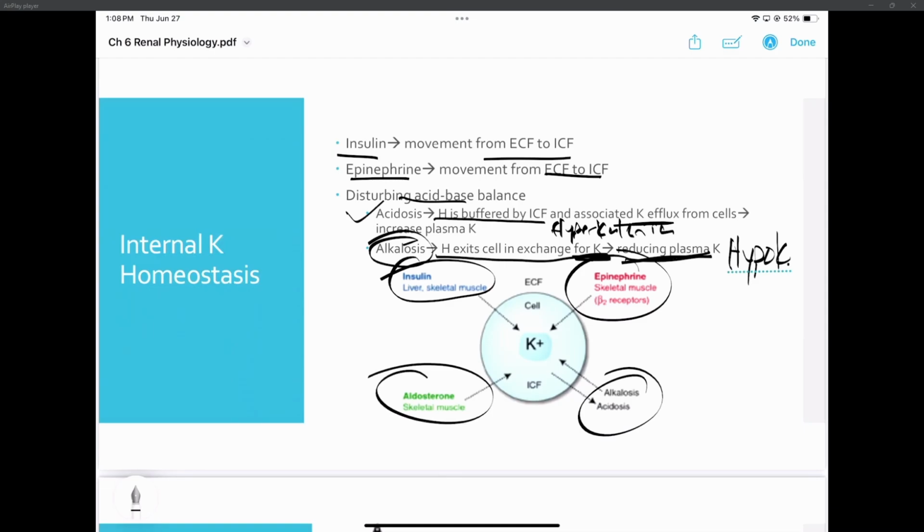And we've already learned about aldosterone. It's a natural way to get potassium back into the cells. So these are 4 ways we deal with internal potassium homeostasis: insulin, epinephrine, what happens during acid-base disturbances, and aldosterone. Those 4 things are ways we can alter our extracellular concentration of potassium and get it back inside the cell.